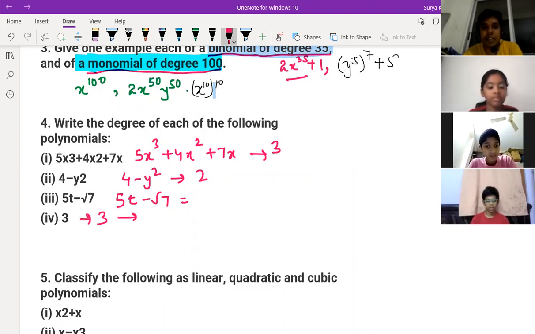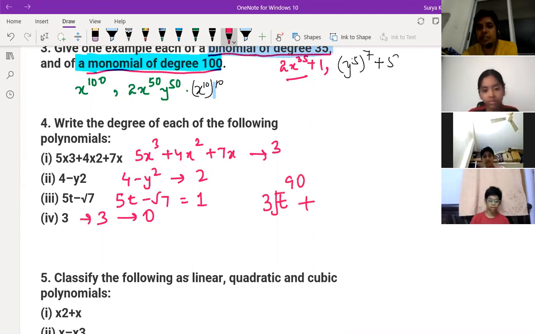Next, Shriyanvi. Sir, is it 1? Yeah. Then Satvik, 3. So it does not have any degree, sir. So x to the power 0. Anything to the power 0 is equal to 1 only, no? 0 is the degree. If I ask what is the degree of 3 root t to the power 90, what is the degree for this?